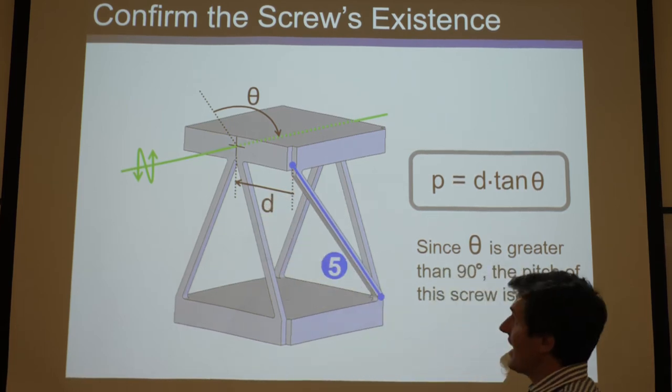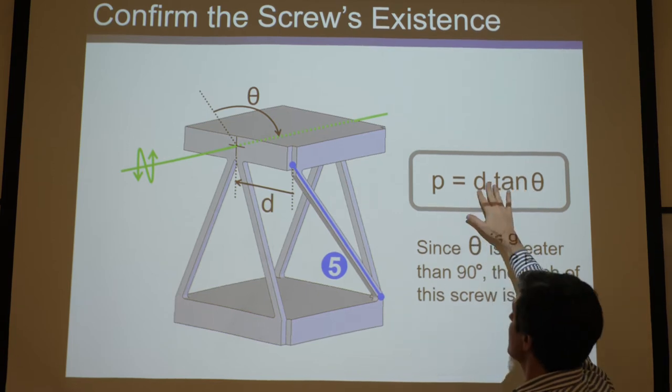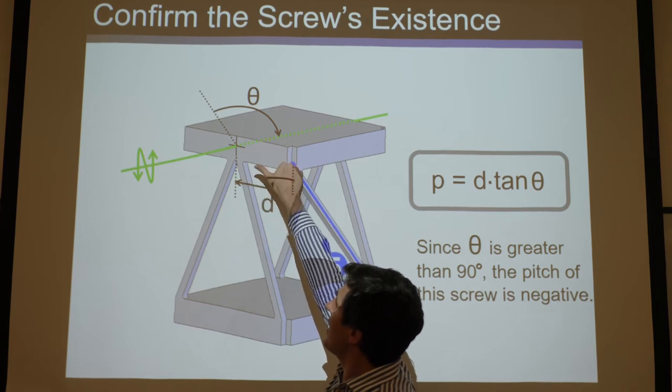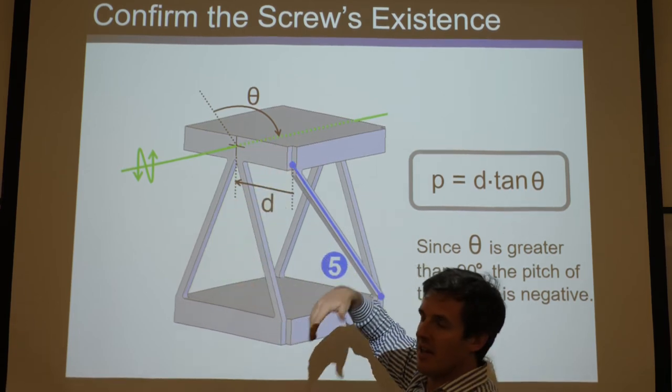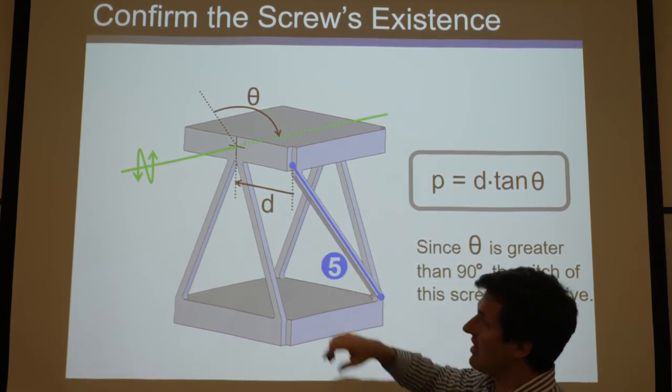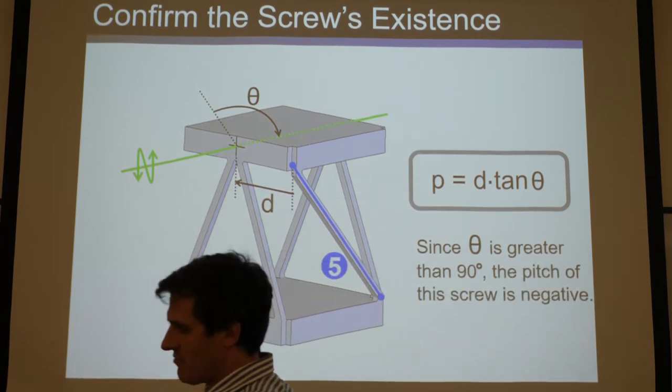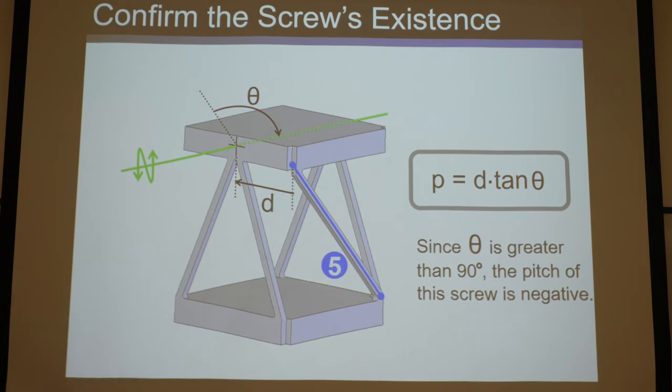But anytime you're determining the positive signs of this, always use your right hand: follow D with your thumb, and then theta with your fingers. If it's positive, use your right hand. If the screw's pitch is negative, use your left hand to figure out how the stage rotates and translates. You could get out your ruler and protractor and measure this, plug it in, and you get a negative value, and that's exactly what the pitch is.